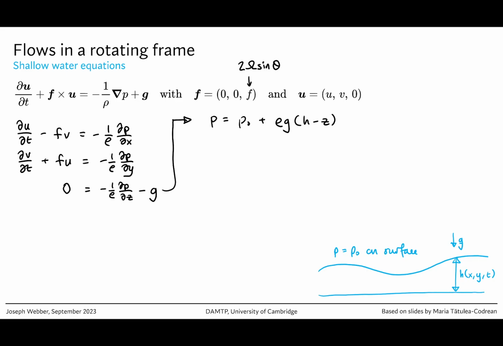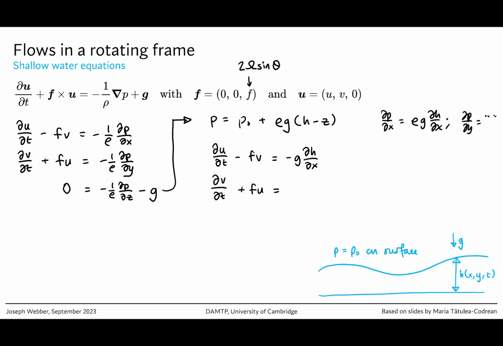Okay, so we can then plug this expression for P into these two equations, and we're left with du/dt - fv equal to, well, what's dp/dx? dp/dx is just going to be ρg dh/dx, and likewise for dp/dy. So this is going to be equal to -g dh/dx. And similarly, dv/dt + fu is equal to, in this case, -g dh/dy.